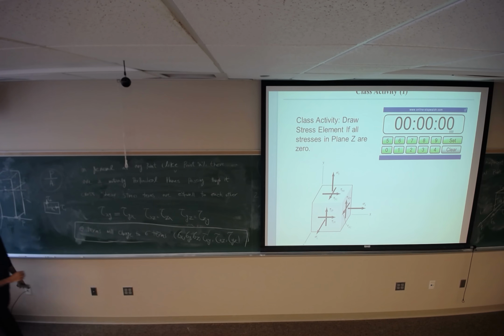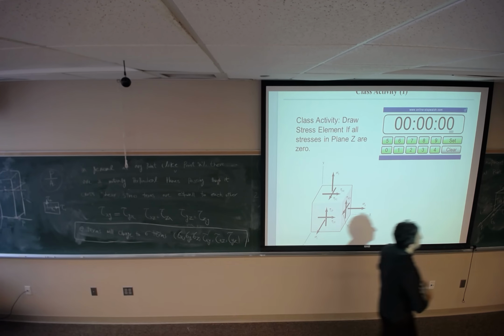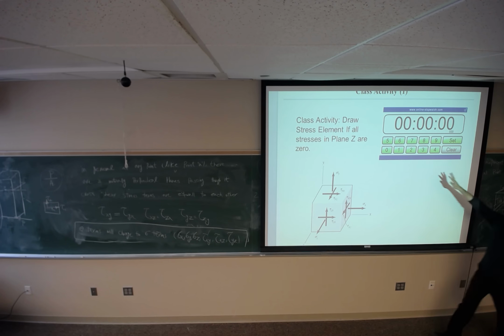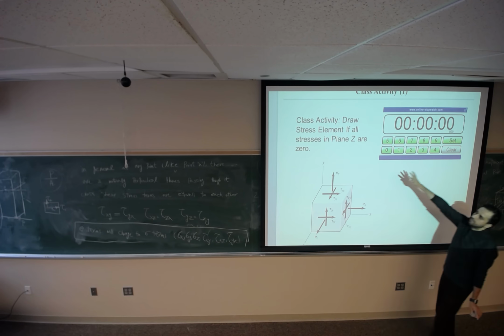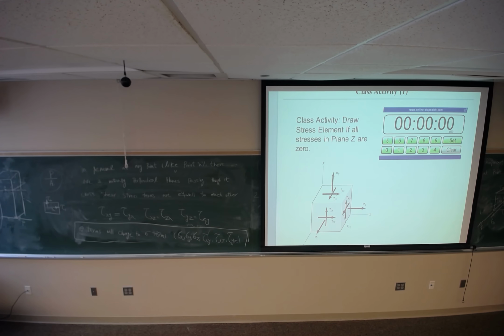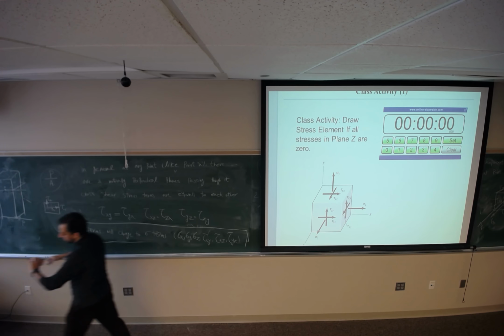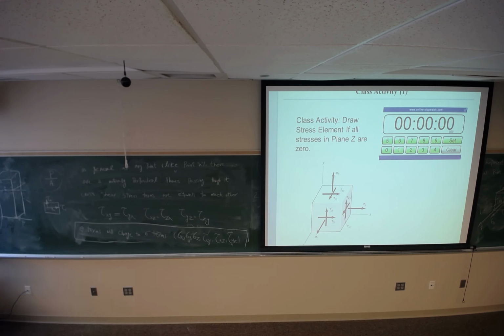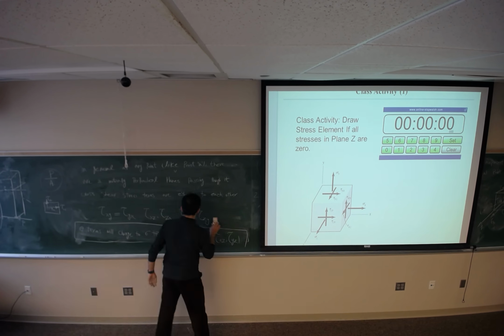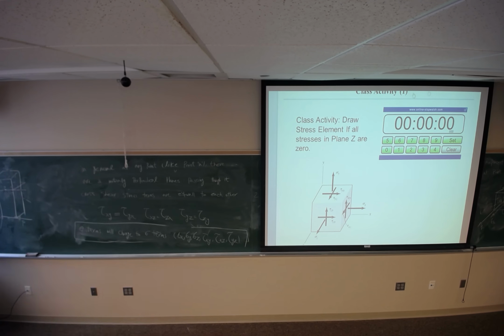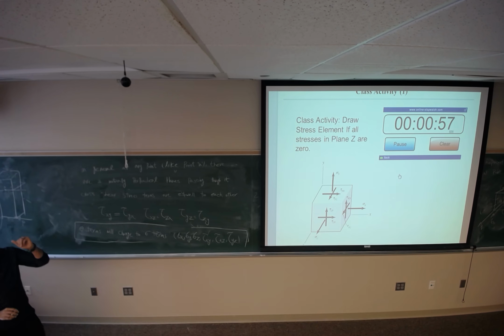Now, let's do the first class activity. If we have a general state of stress for a point A, but we know that all stresses in plane Z are 0. So, if all stress elements in plane Z are 0, draw the state of stress for this case. Is that clear what I'm asking? No?